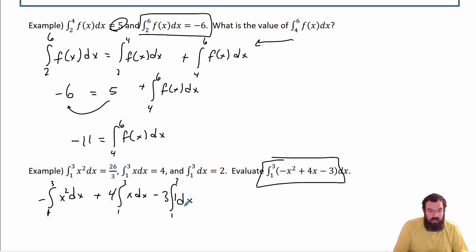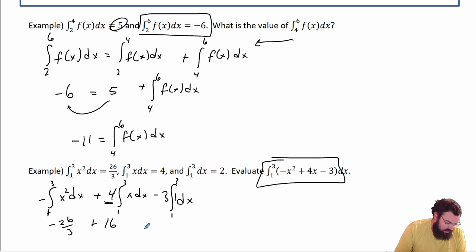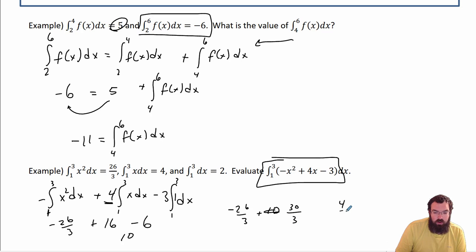Now technically there's a 1 there, right? So now I just want to do the math. The integral from 1 to 3 of x squared dx, it tells me is 26 over 3. So that's really negative 26 over 3 because of that negative out front. The integral from 1 to 3 of x dx is 4, so that's really plus 16 because of the 4 out front. And then the integral from 1 to 3 of 1 dx is 2, so that's 2 times 3, which is 6. So I get 16 minus 6 is 10. So negative 26 over 3 plus 10, that's 30 over 3, so 4 over 3 is your answer, fully simplified and all.